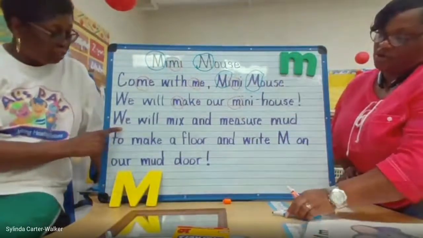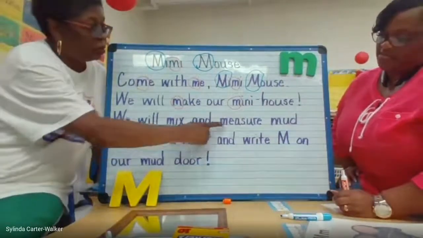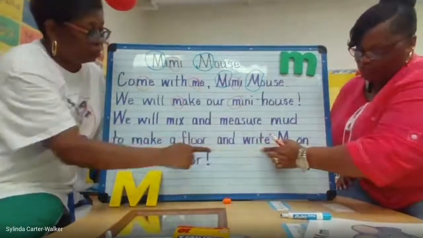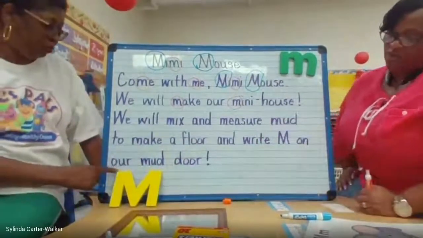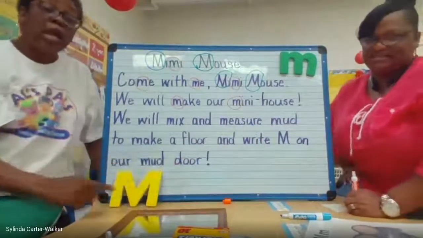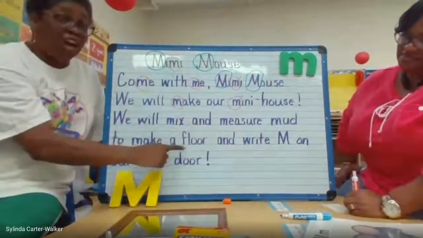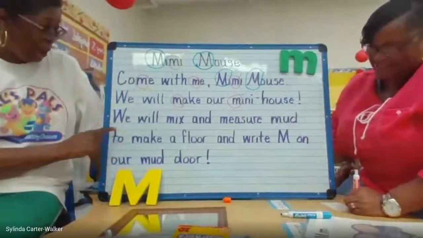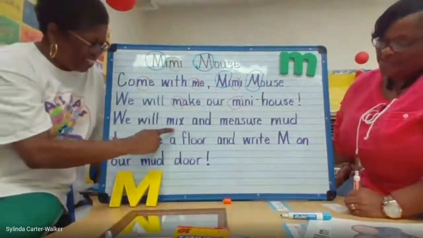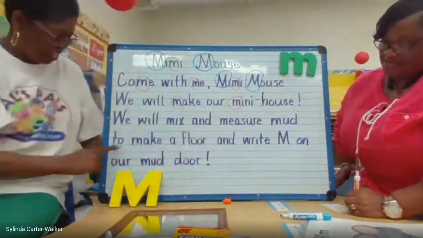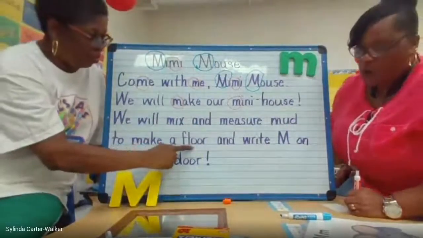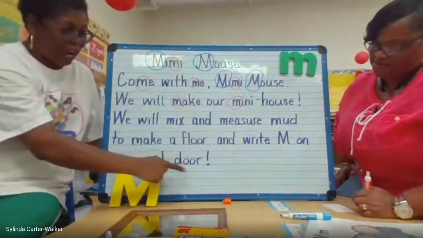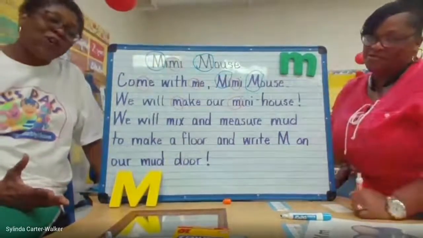The next sentence. We will mix and measure mud to make a flower and write M on our mud door. That's a long sentence. Floor. What did I say? Oh, I'm sorry. Flower. I'm so sorry. We're going to reread this sentence again. We will mix and measure mud to make a floor and write M on our mud door. See, Miss Privet makes mistakes too. But thank you, Miss Walker, for catching that.